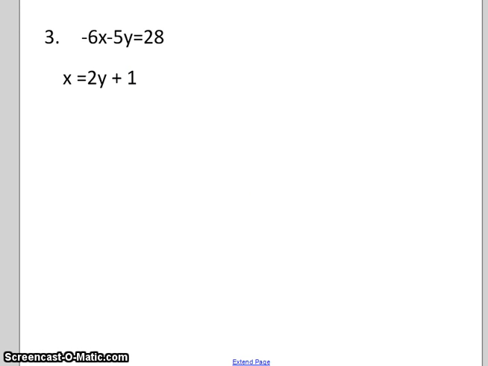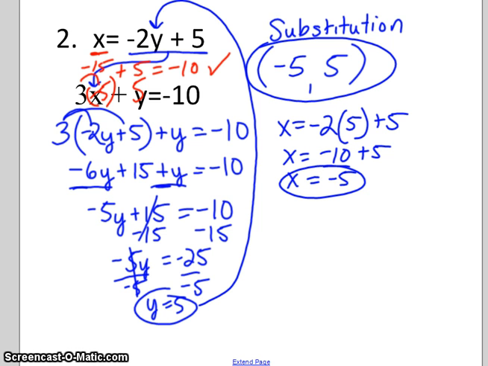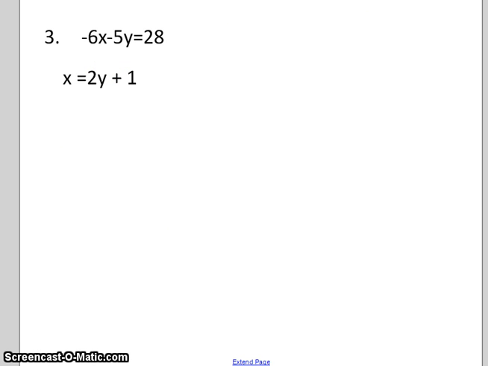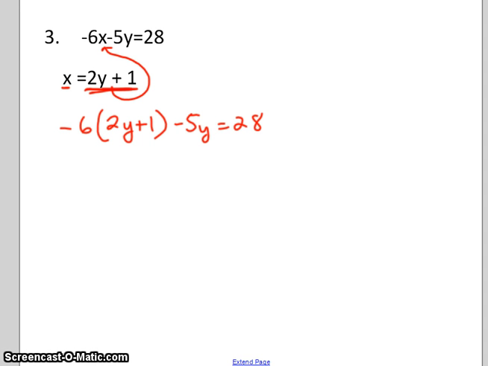Alright, number 3. Kind of looks like number 2, but kind of upside down. We have x by itself. Alright, and we know x equals this, so again, let's use substitution. Plug this in for x in the other equation. Negative 6 times 2y plus 1, because that's what x equals, minus 5y equals 28. Alright, let's solve for y, distribute.